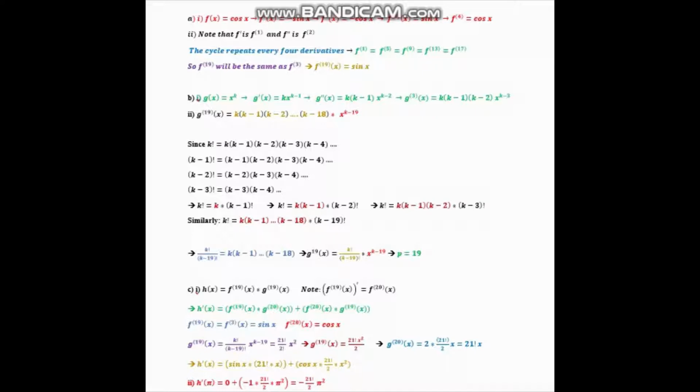So let's do that one more time. I have k times k minus 1 times x to the power of k minus 2 here, so I'm just going to multiply the exponent by the constants to get k times k minus 1 times k minus 2, and I'm going to reduce the exponent by 1, getting k minus 3.